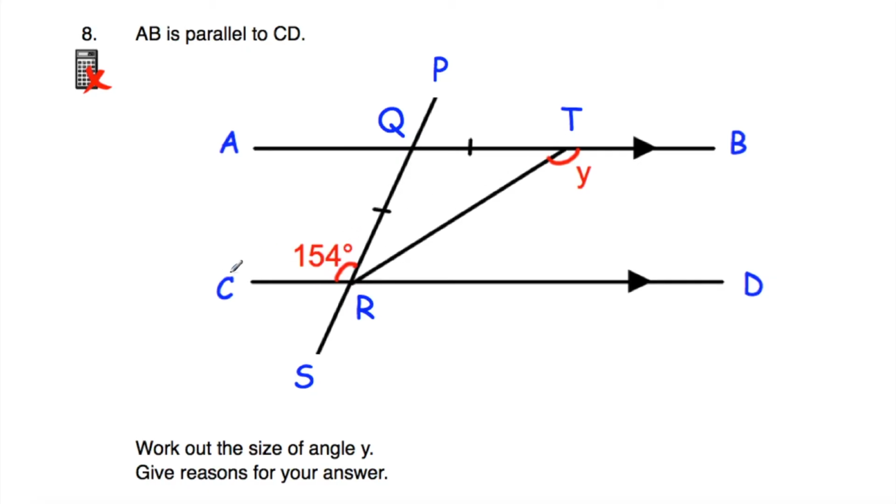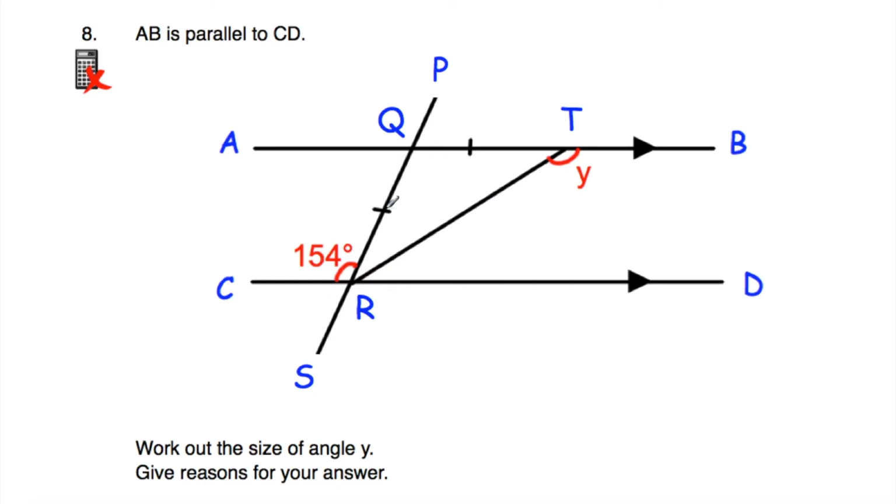We're told the angle CRQ is equal to 154 degrees, and we've been asked to find the size of angle Y, this angle here, angle RTB. We've been asked to give reasons for your answer. So I'm going to find the size of this angle to begin with, and then we'll write down the reasons. We'll actually talk about the reasons as we're doing it.